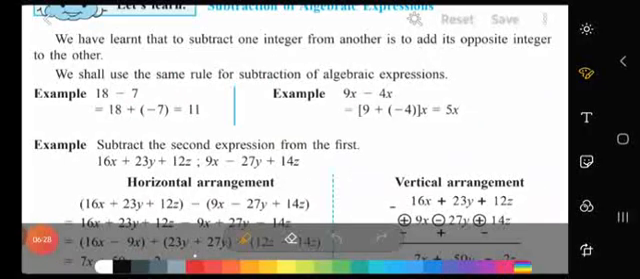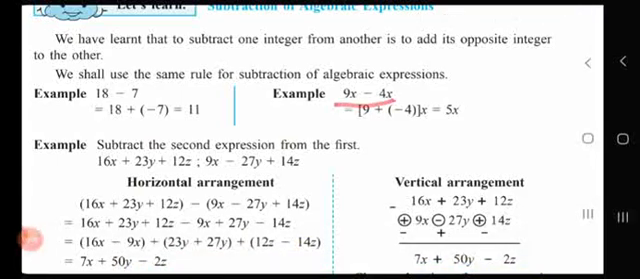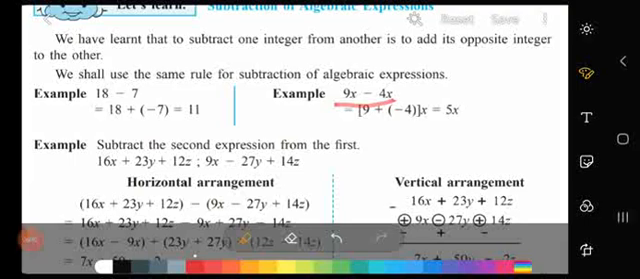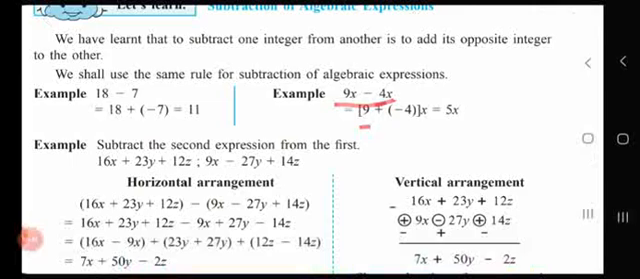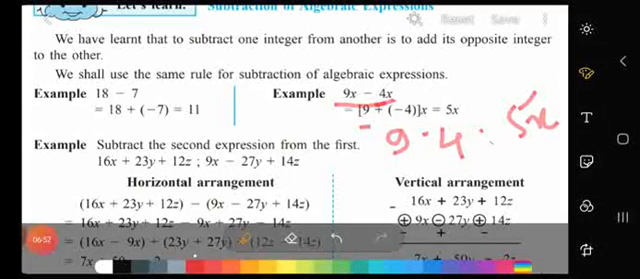Next is subtraction of algebraic expressions. Here also we have to follow the same procedure as in addition. These two are monomials, 9x minus 4x. So the first coefficient is 9, the second coefficient is minus 4. So simply 9 minus 4 is 5, and x we will take as common.